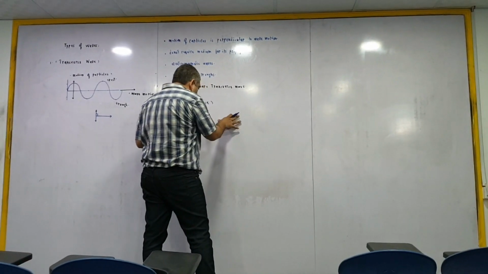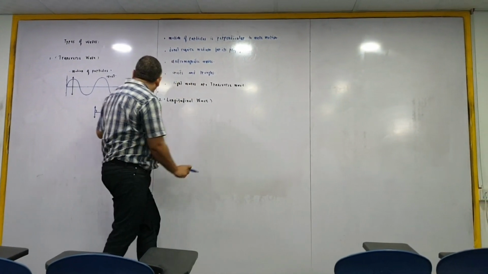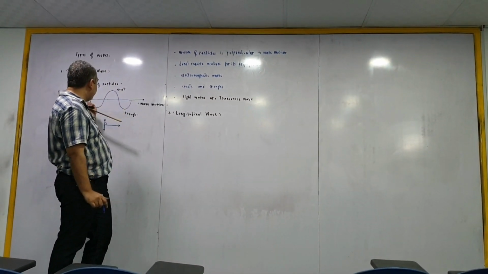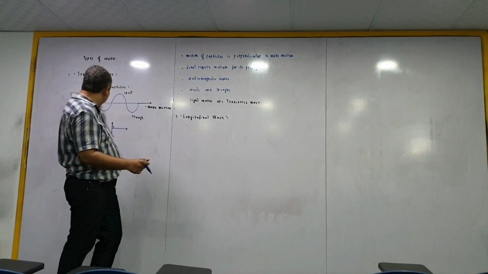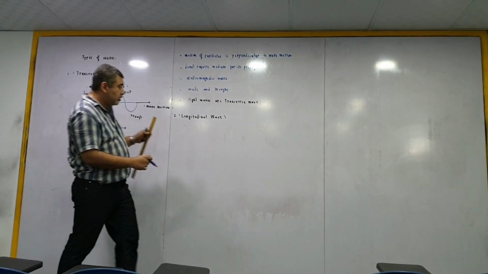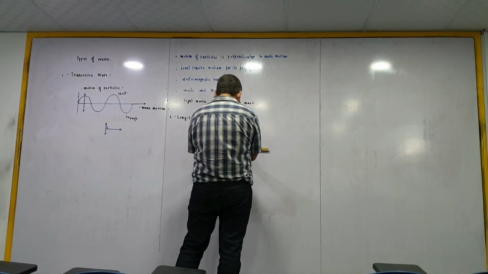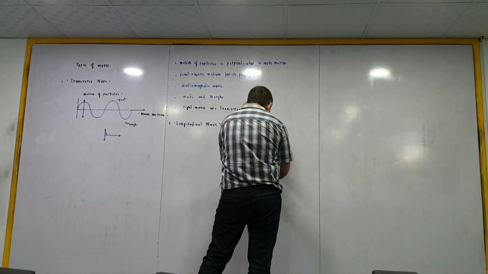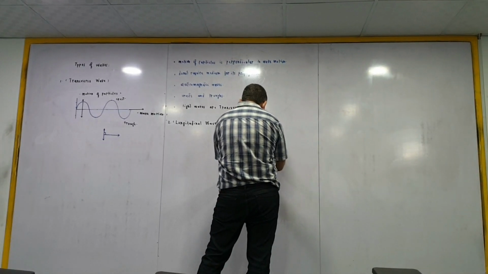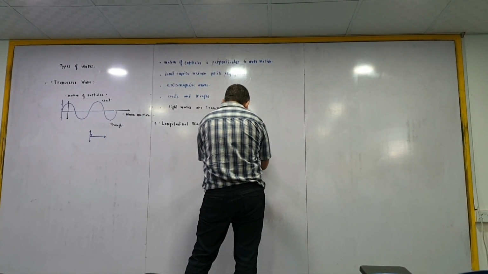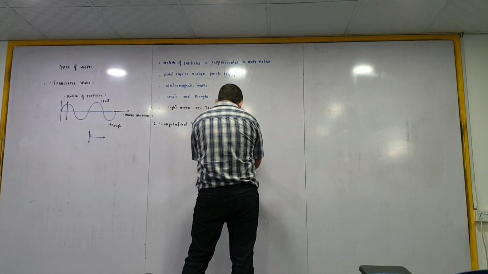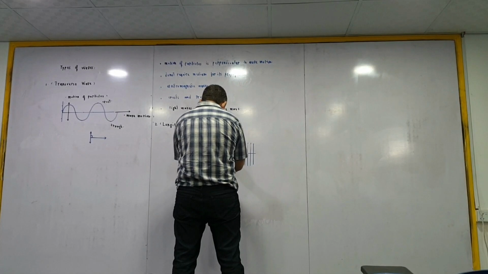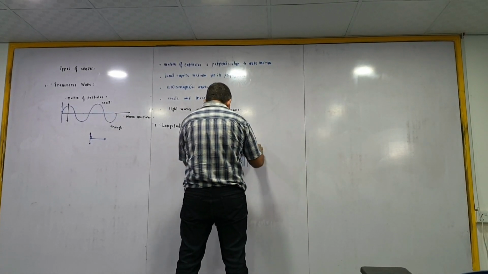And whenever you start drawing a wave, initially there should be a rest position. So this was the rest position of that rope, and when you have given a jerk, the particles start moving up and down. This is the rest position of that string. When you have given a jerk, like this.